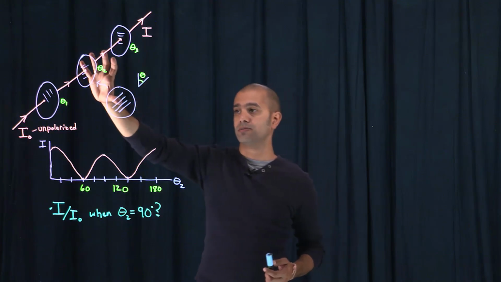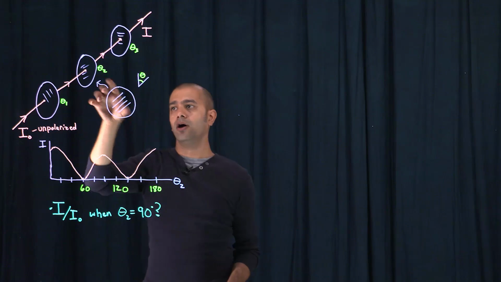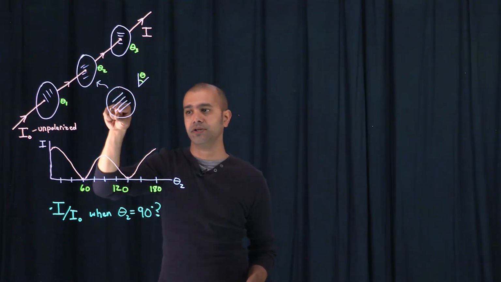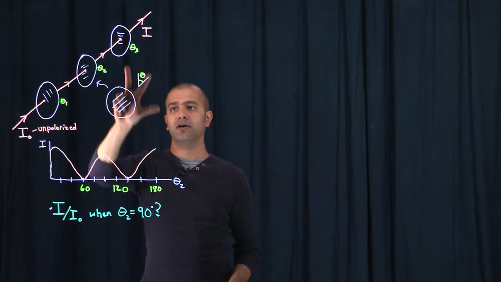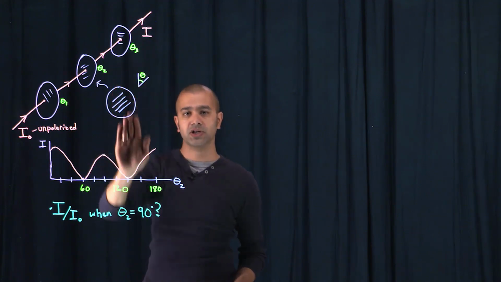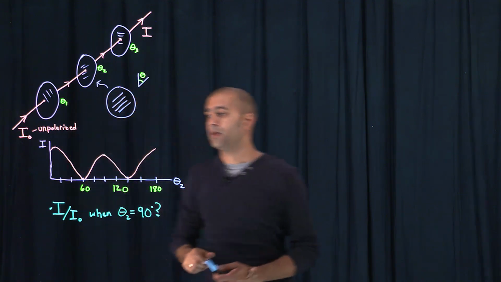Just to note, the angle is measured with respect to the y-axis, so I've drawn here a cross-section of one of these polarizers looking at it head-on. So imagine the light is coming out of the screen towards you. Then the polarizer angle is measured with respect to the vertical direction. So a polarizer direction of 0 degrees would be polarized in this direction, and a polarizer direction of 90 degrees would be polarized like this.